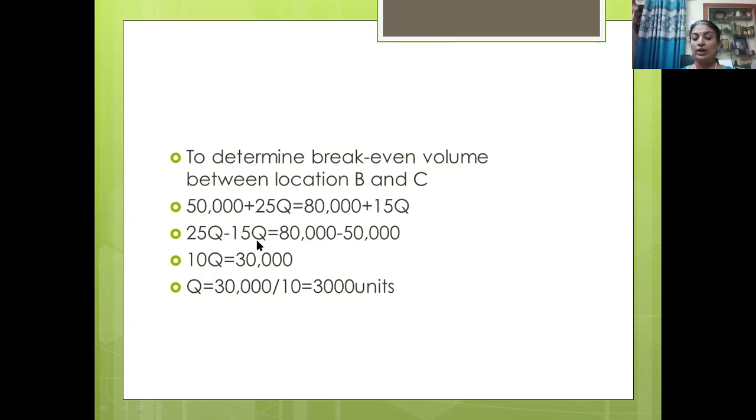25Q minus 15Q is 10Q. So 10Q is equal to 30,000. Q is equal to 30,000 divided by 10. That is 3,000 units. See, for this break-even analysis, we got 1,000 units for A and B and 3,000 units for B and C. This is what was asked in the problem. And I hope you have understood it.